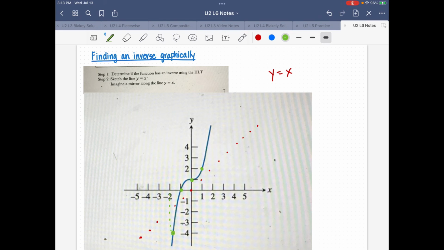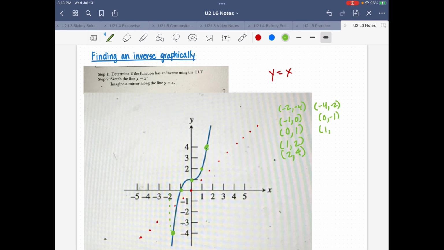What I do is I write them out as ordered pairs. So I've got -2, -4. I've got -1, 0. I've got 0, 1. I've got 1, 2, and I've got 2, 4. That's my original function. So for the inverse function, I switch my x and y values. So I'm going to have -4, -2, 0, -1, 1, 0, 2, 1, 4, 2. These are going to be my inverse function ordered pairs to graph.